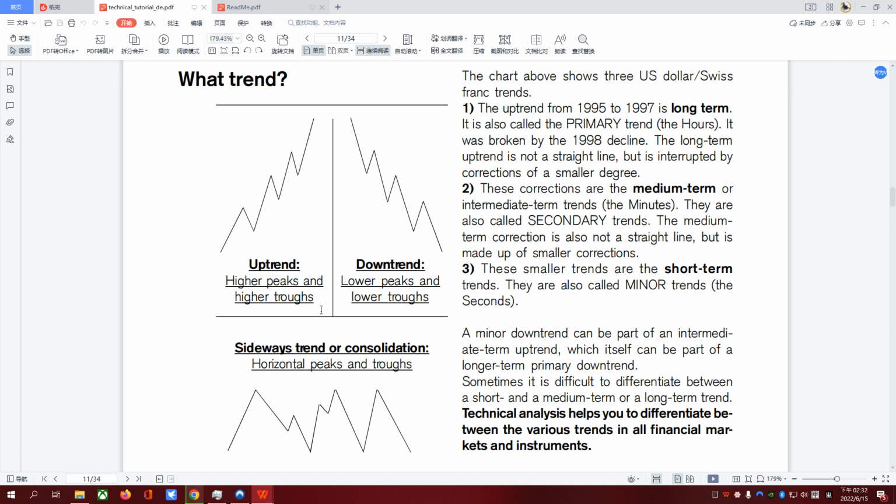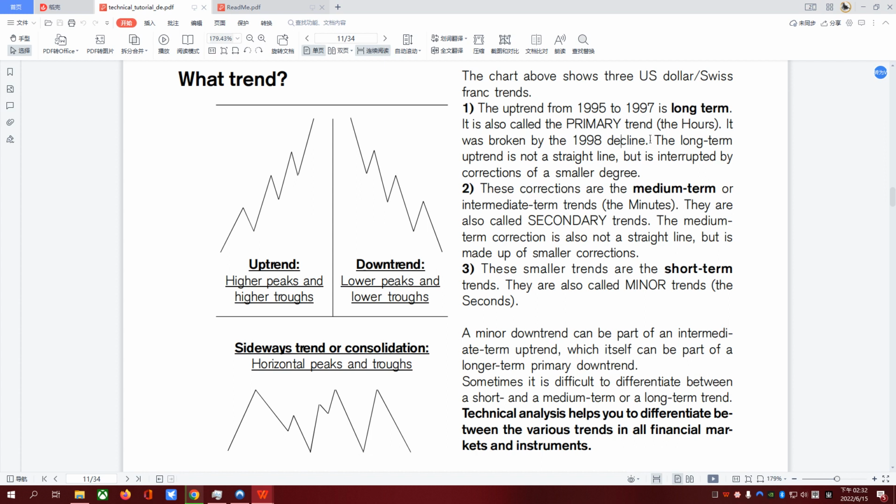These corrections are midterm, and if we look at the chart, for example, the U.S. dollar and Swiss franc trends, the uptrend was 1995 to 1997. That's a long term. We call this the primary trend. It was broken by the 1998 decline. But if you want to trade that kind of big trend, it's so important that you have a big size of capital. If you are just holding $10,000, I don't suspect that you can trade for that significant amount of volatility.